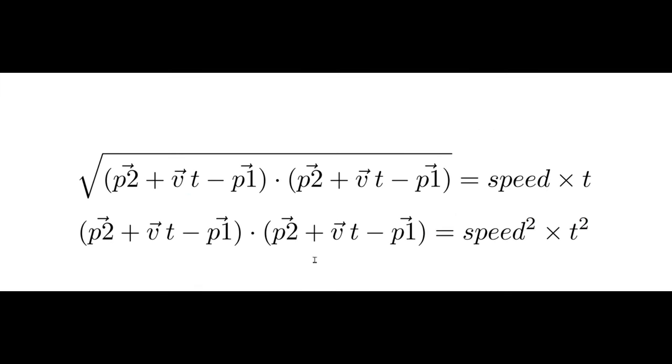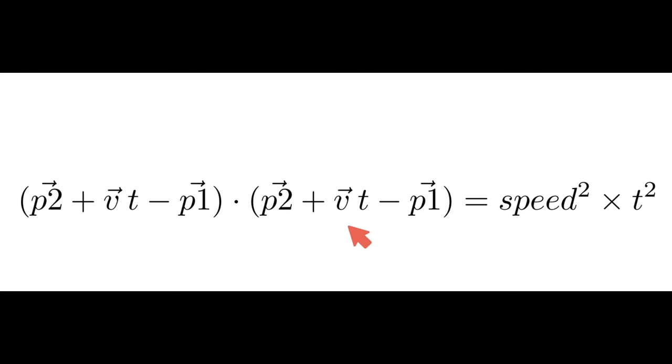All right, so squaring both sides eliminates the square root, and now we have speed squared and time squared on the right side here. In order to solve for t, we've got to extract out all these t's and get them outside of parentheses, preferably on one side of the equation. How in the world are we going to do that? It seems really tricky, and we're going to have to use what's called the bilinearity property of the dot product.